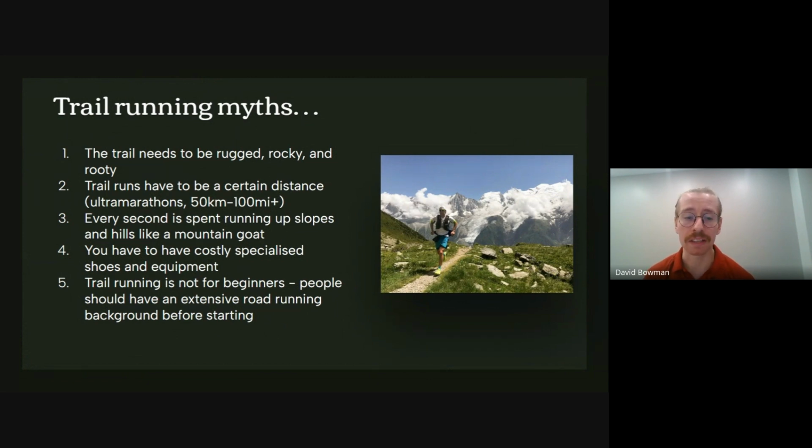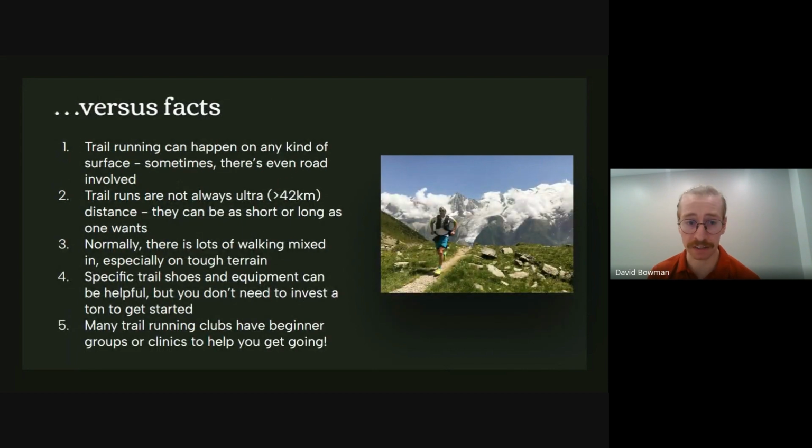Another myth is that we think that every second has to be spent running up and down slopes and hills like a mountain goat or a white-tailed deer, and that you have to have lots of costly, specialized shoes and equipment to get into it. And then all of this, were these myths true, would lead you to think that trail running is really not something that is beginner friendly and that people would need to have an extensive road running background before getting into it. So again, these are our trail running myths versus our trail running facts. So what I want to share with you guys is that trail running is something that can happen on any kind of surface.